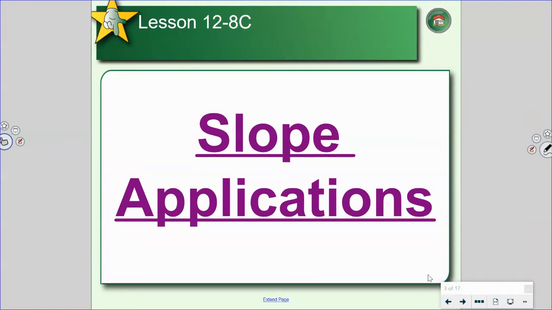Howdy y'all, and welcome to Slope Applications, a lesson on slope and how it's used in the real world. We're going to call this lesson 12.8c, a little more focus on chapter 12, lesson 8.